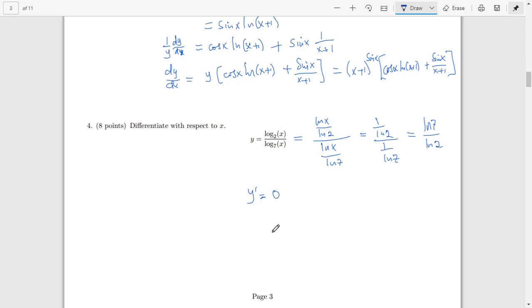So either way, you're going to get 0. But this tests your ability to see that you actually know how to do the change of basis formula, because it's easier to differentiate in natural log than any other base of log.